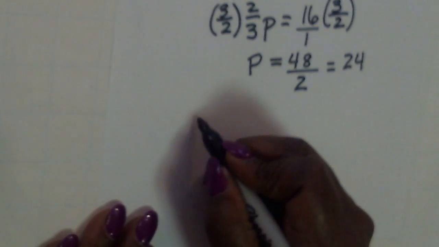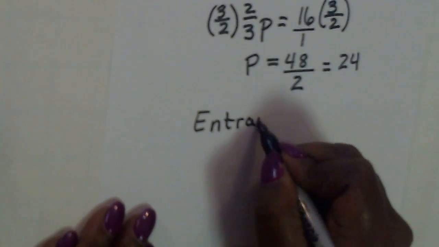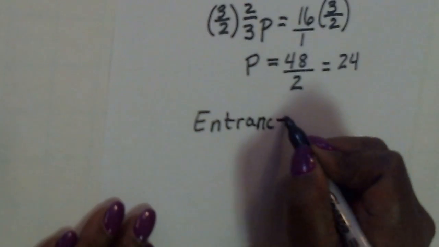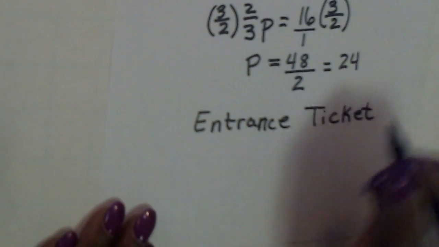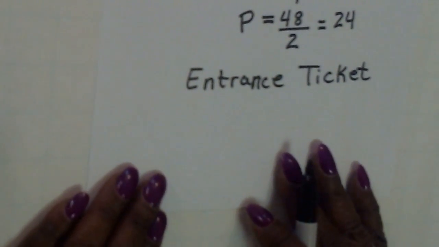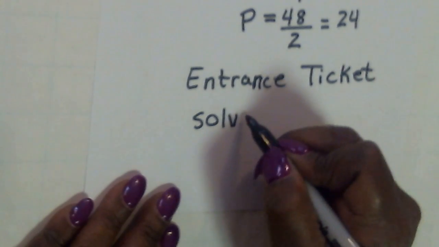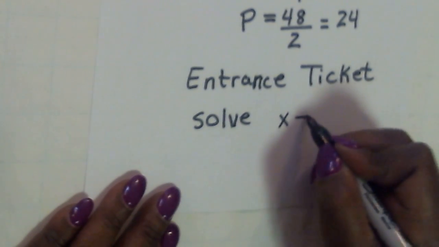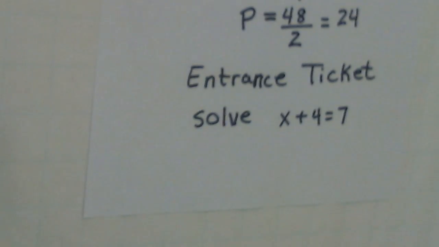So, your entrance ticket. The next time we meet, you will have to show me your entrance ticket. I forgot how to spell entrance there for a minute. So your entrance ticket is to solve x plus 4 equals 7. There you go.